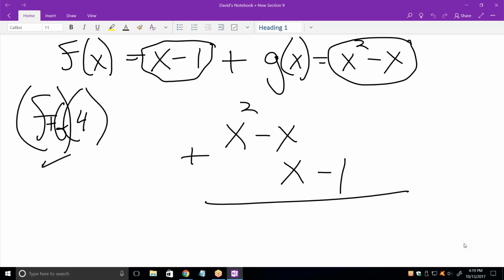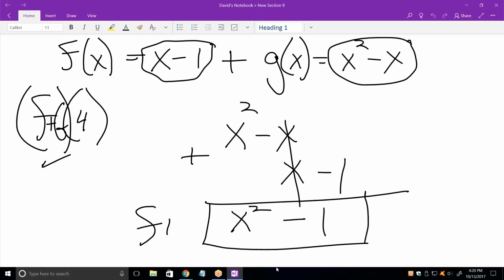So how would you essentially add them together? What do I have? You get x squared minus 1. The x's go away. I got a minus x and a plus x. So f plus g is this. That is f plus g.